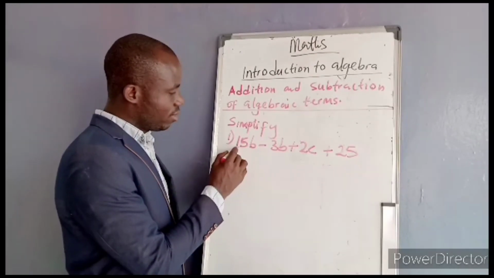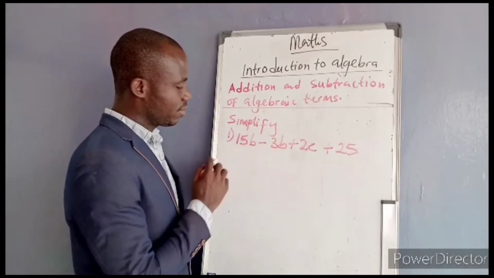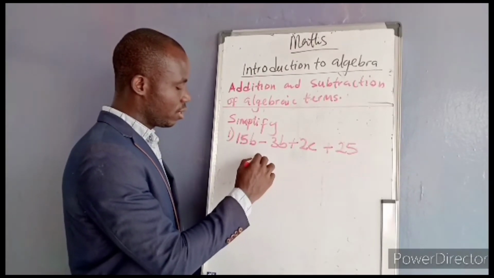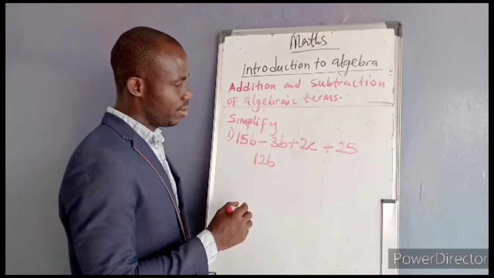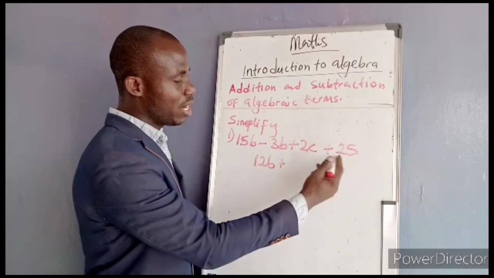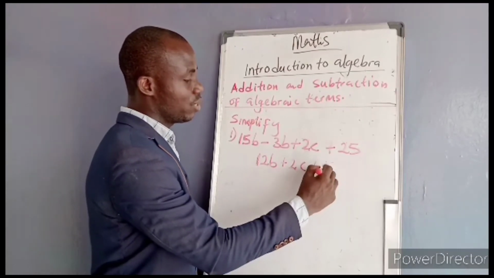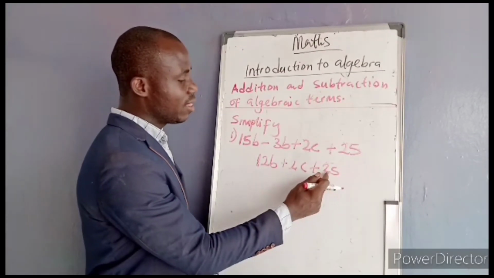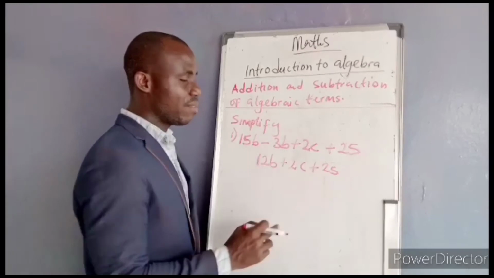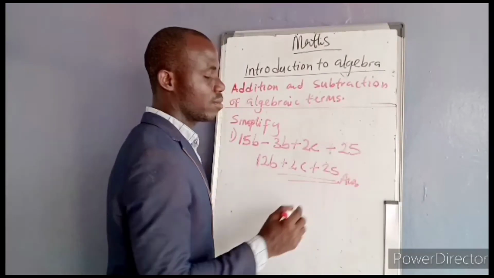For example, this is 15b minus 3b. They are the same alphabet. So 15 minus 3 is equal to 12. So we have here 12b. Plus, there is only one 2c here. There is no other c. So this becomes plus 2c, plus 25. I cannot add the number 25 to 2c and 12b because they are not the same alphabet. Since they are not the same alphabet, they are unlike terms. So this is the answer to this question. Is that clear?